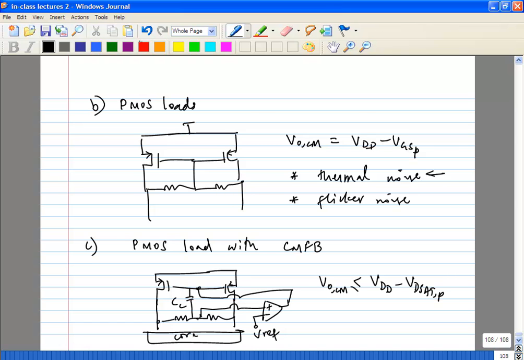If your IF is small, or let's say you're looking at a homodyne or direct conversion receiver, which we briefly looked at last time, where the IF frequency is 0, for those receivers the 1 over f noise will definitely matter.